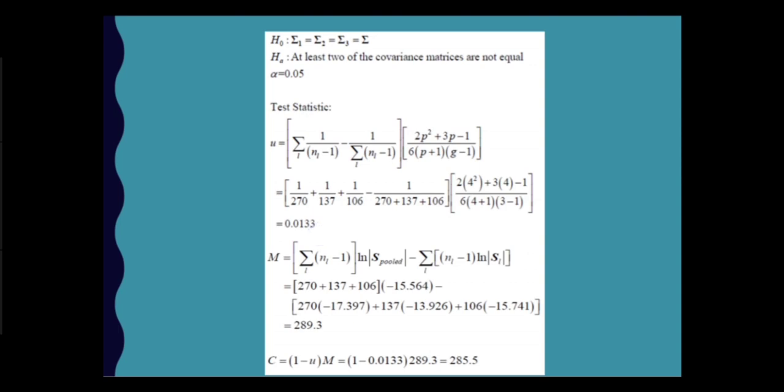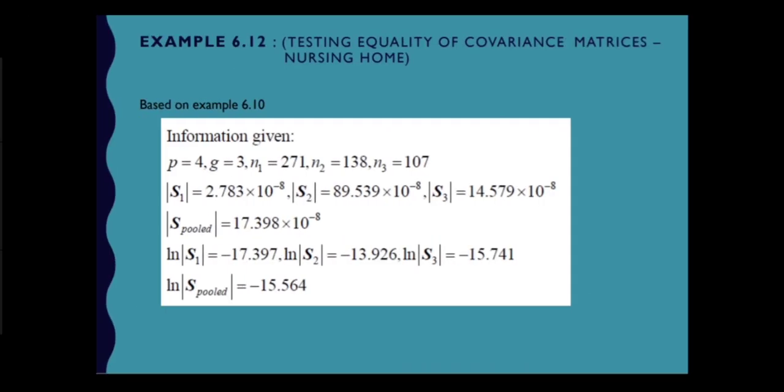And then to calculate M, it is the summation of N minus 1, which is this part here, that you calculate the sum of the N_l minus 1, multiplied with ln of the determinant of S pool. We have the information from the previous example. But if not, you need to calculate the value of S pool using the formula given.